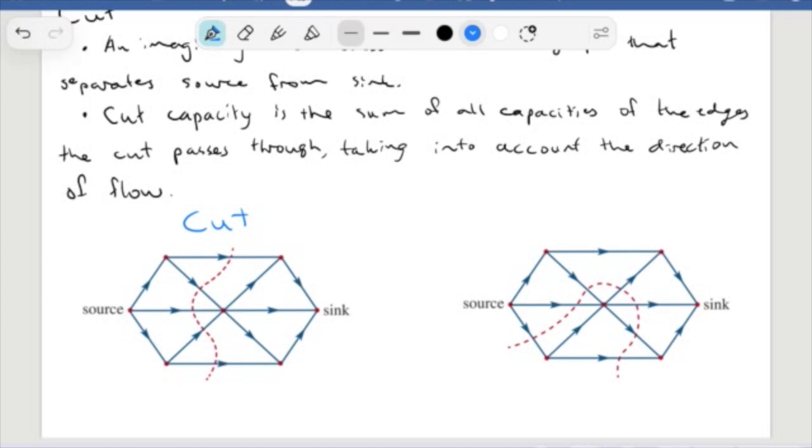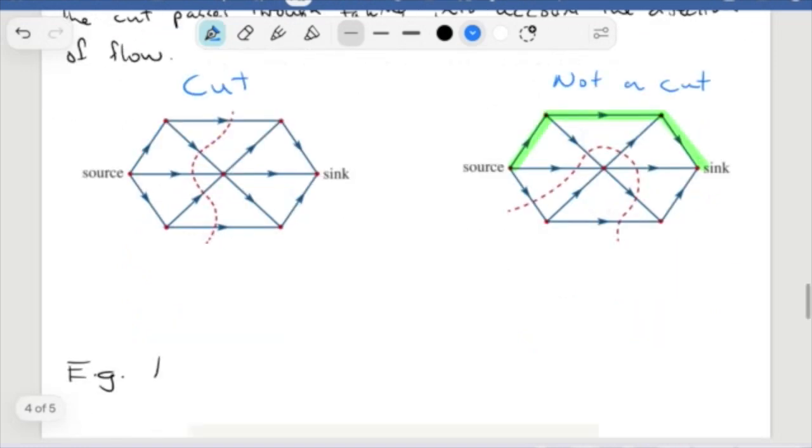Now, the one on the right hand side, you can see that we have cut through the network a little bit, but we can still see a path where water, for example, would be able to flow from source to sink. Therefore, based on this first point that we defined, we haven't completely separated the source from the sink. So this is not a cut. So we have to explicitly define these two concepts.